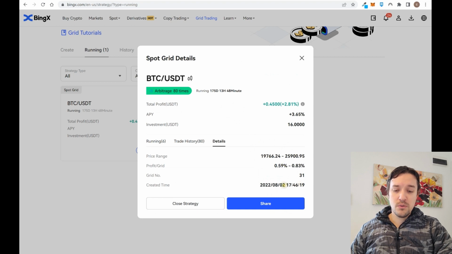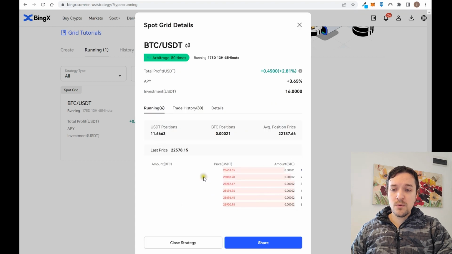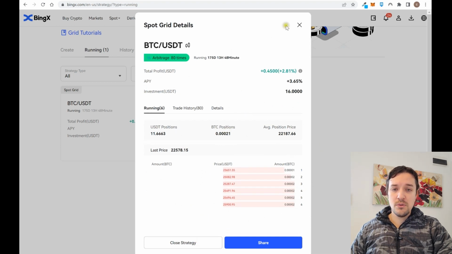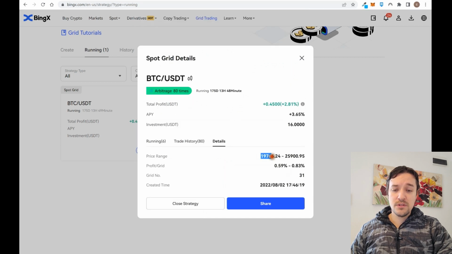I created this bot a while ago. It was in August 2022, and it generated just 2%. It's not so big if you make it annual. And you can also understand which are the running positions that this bot has in the market. You can close the strategy if you want to close it, or you can keep it open until one of these parameters, $19,000 and $25,000, is broken.